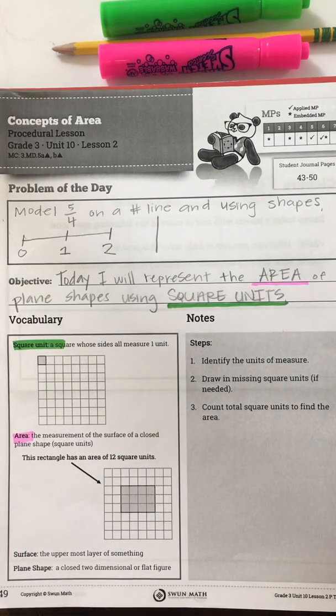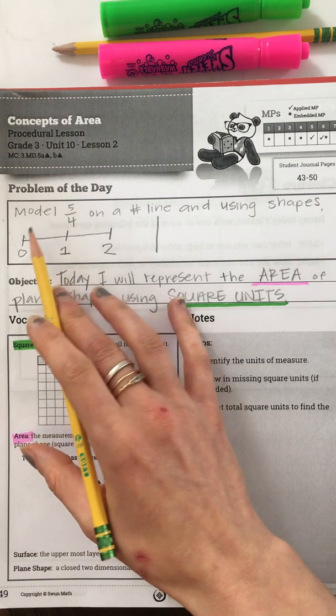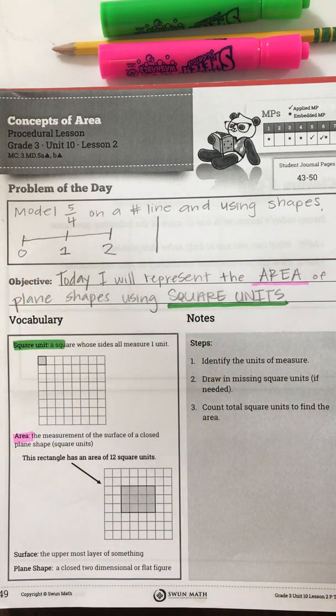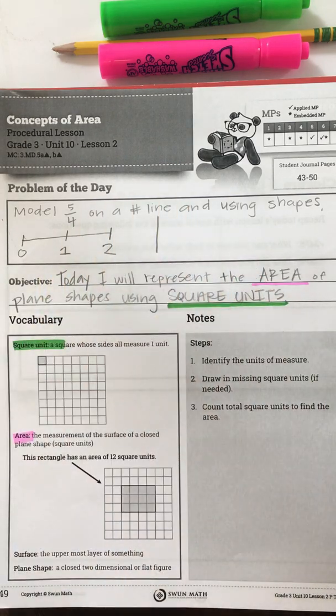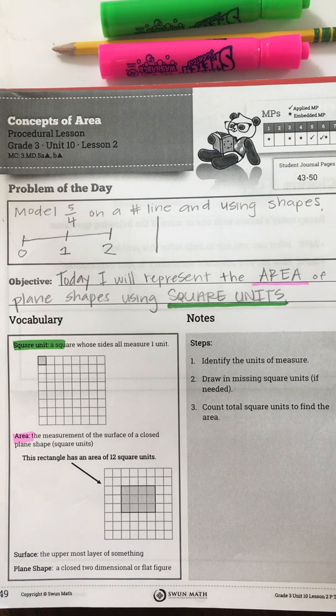Hi boys and girls, so today we're studying Concepts of Area, Unit 10, Lesson 2, but before we get into that, I wanted to start with a problem of the day. So we're going to go back to fractions. So I want you to model 5/4 on a number line and using shapes. So you're going to draw it on the number line, place it where it should be, and then I want you to either use a square, a rectangle, or a circle to draw it in the form of shapes.